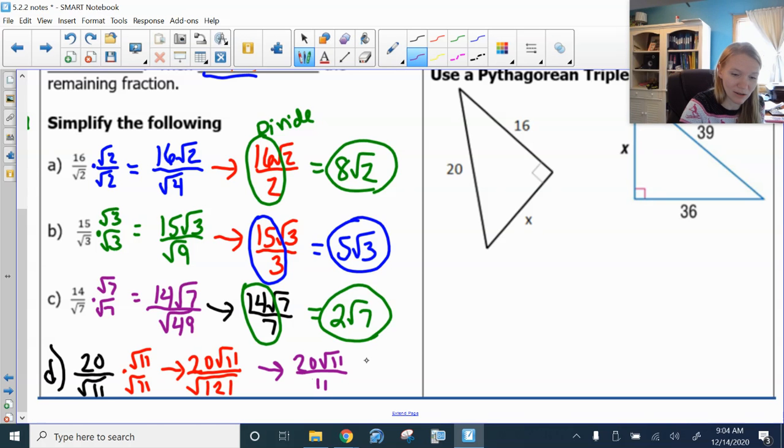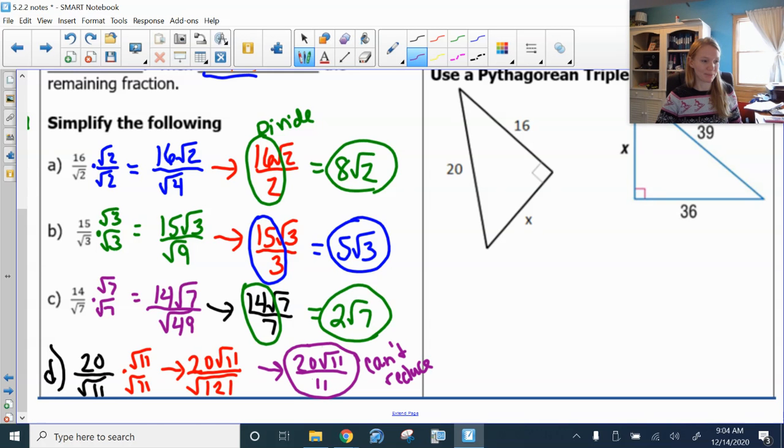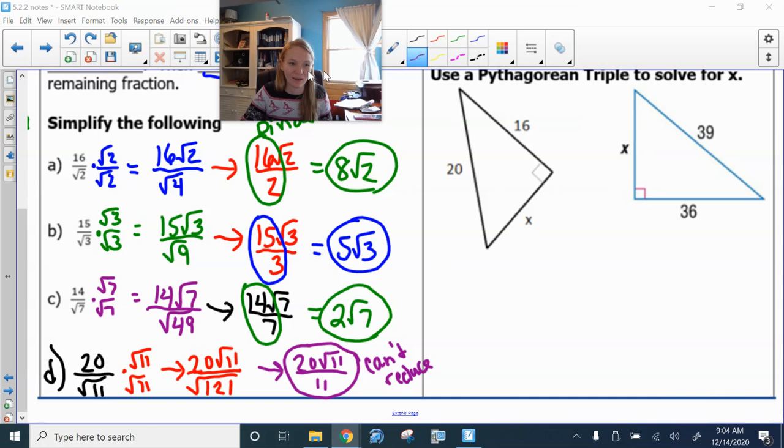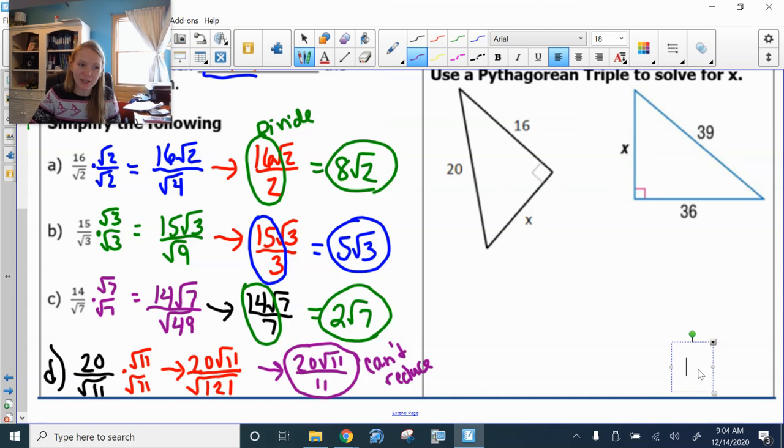I can't reduce that at all because they're not like terms. There's nothing, 11 is a prime number. So I'm just going to leave it like that. So it's just another example. Do you need that one? No. Could it come up? Probably.